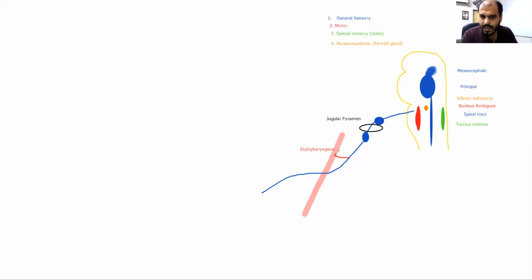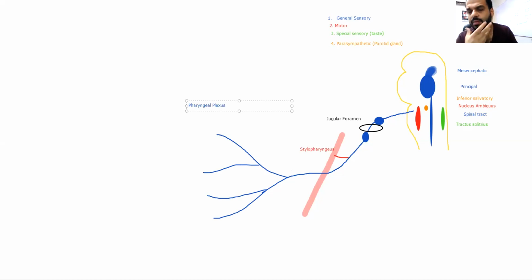Afterwards, when it reaches this point, it gives a large plexus, a large general sensory plexus, which is known as the pharyngeal plexus. What is it known as? The pharyngeal plexus. And as we are drawing the pharyngeal plexus in a blue color, obviously it means it's a general sensory sort of plexus, which will carry sensations from some areas of the pharynx, and I'll tell you afterwards.